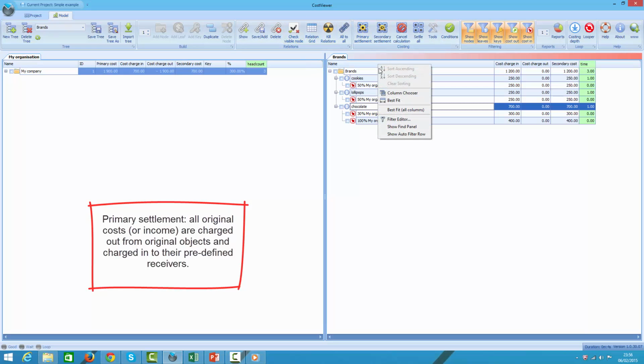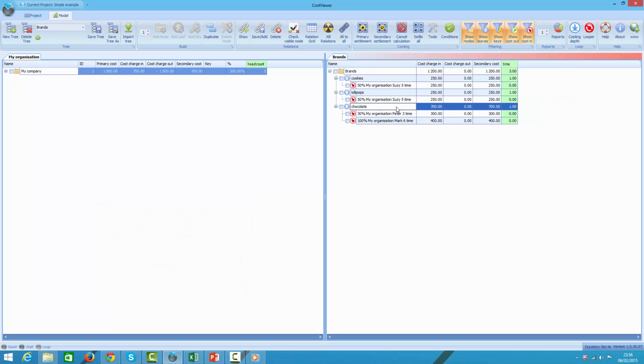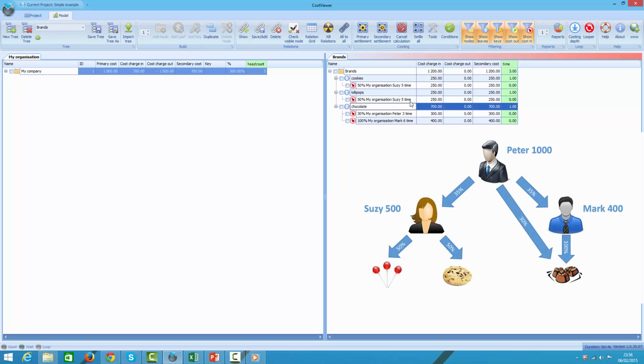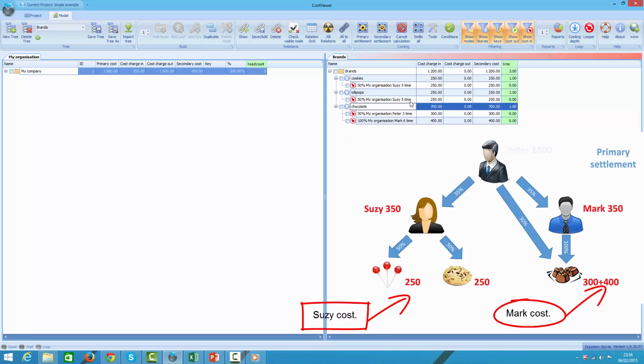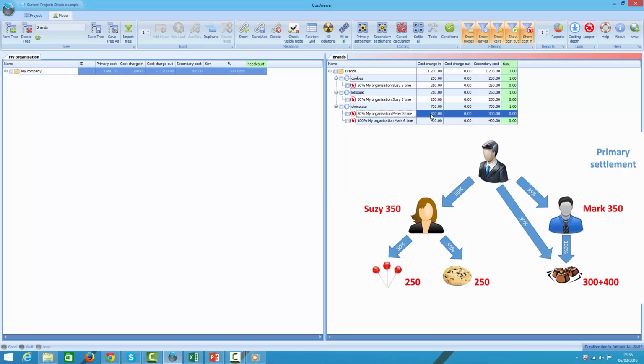In our example, during primary settlement, Mark's cost was absorbed by the chocolate brand and Susie's cost was split evenly between lollipops and cookies. We have yet one more cost item, that is 30% of the marketing director's cost, which is also absorbed by the chocolate brand next to Mark's cost.